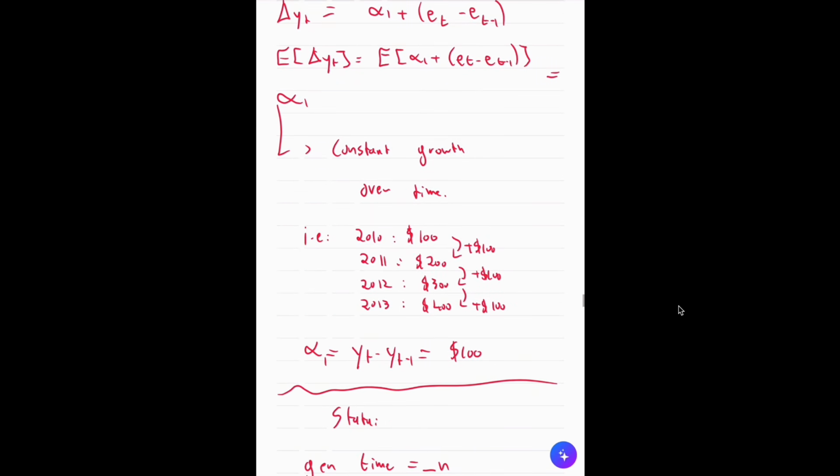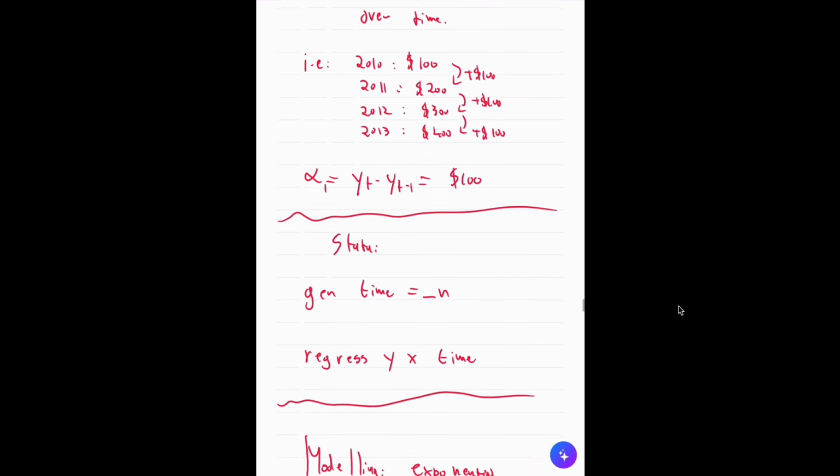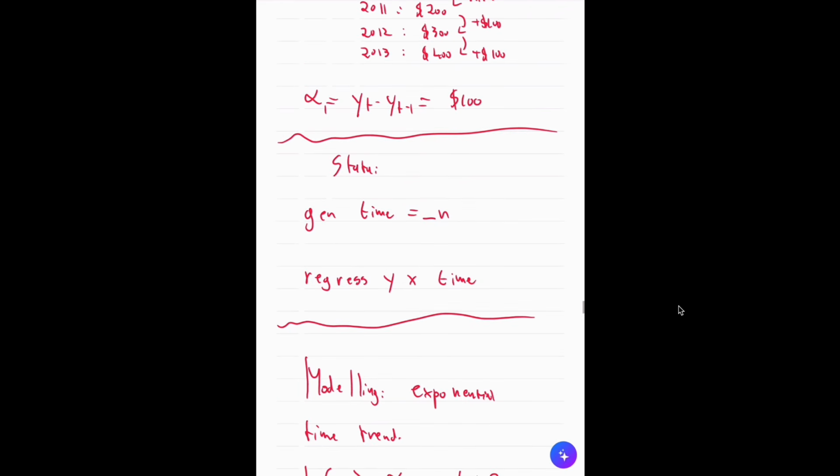So think of the money being deposited. You're adding 100, you're adding 100, you're adding 100, right? If your yt is 2013 and your yt minus 1 is 2012, 400 minus 300 is 100. So your alpha 1 is just the value of the constant growth in your linear model. Now, in Stata, if you want to do something like this, how do you do it?